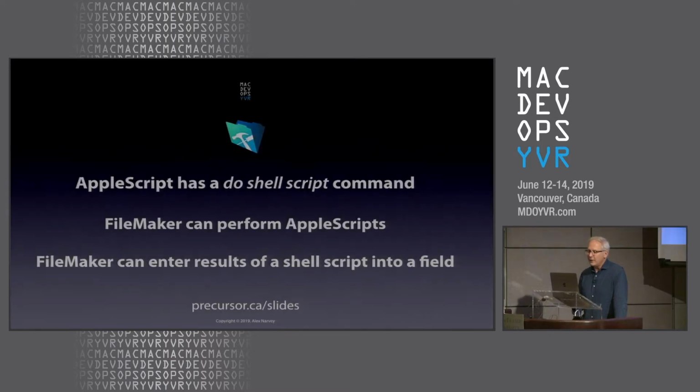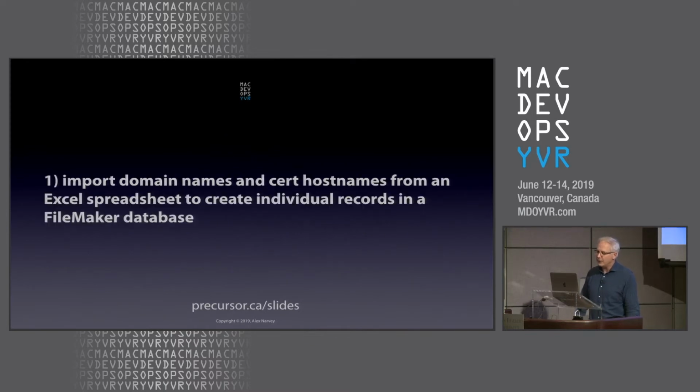Now, to automate these shell scripts, I recalled that AppleScript has a do shell script command, and that FileMaker can perform AppleScripts and enter the results into a database field. So all we need to do is import a list of domain names and certificate host names into FileMaker and have it run these scripts for us.